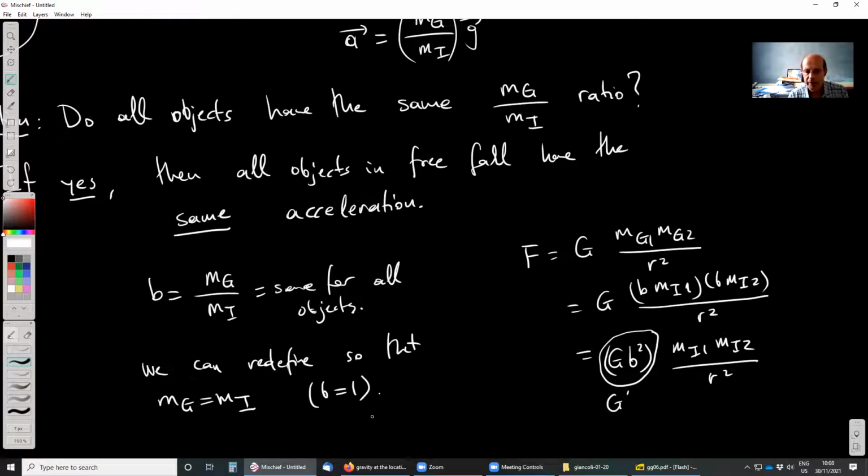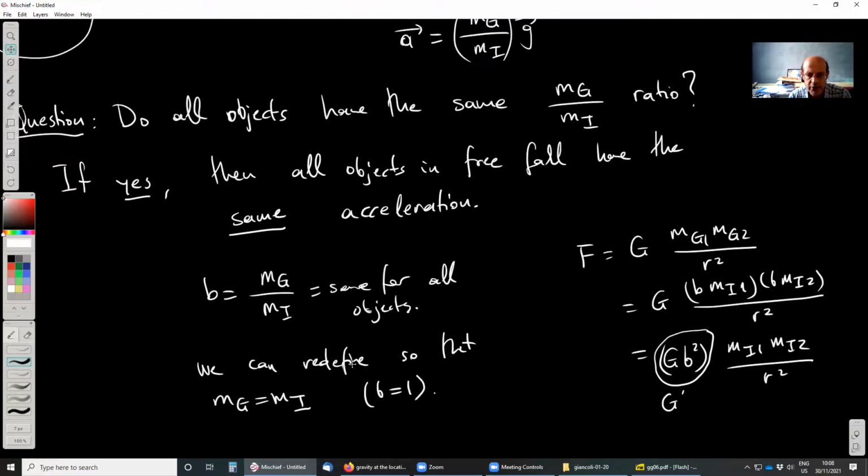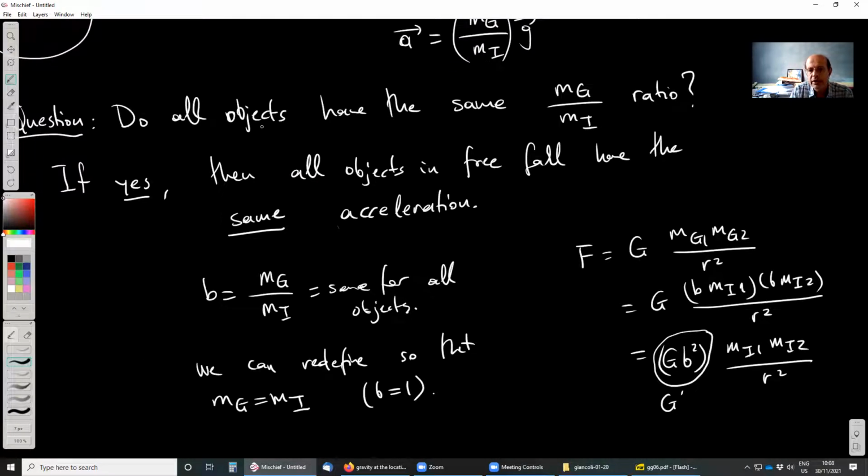Okay, so I want to actually make sure that you understand all of them. So do all objects have the same ratio? That's the question that we are asking. We're not asking whether this ratio is 1 for all objects, but they are essentially the same question in here, because if this ratio is the same, then by just redefining one of the masses, I can define them to be exactly the same as each other. And so therefore I can define the ratios to be equal to 1.